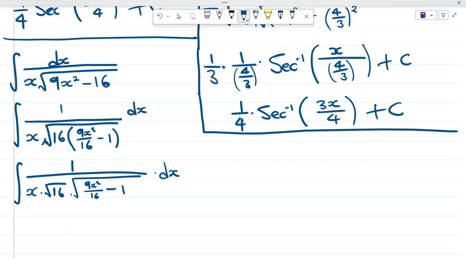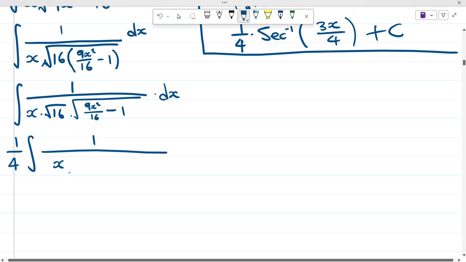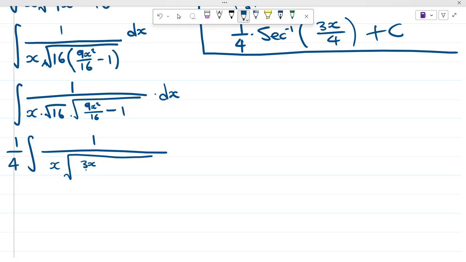Makes sense, right? So the square root of 16 is 4, so we can take that 4 out. So this is going to be 1 over 4 integral of 1 over x, and then inside the square root, 9x squared is the same as 3x squared, and 16 is the same as 4 squared, minus 1 dx.